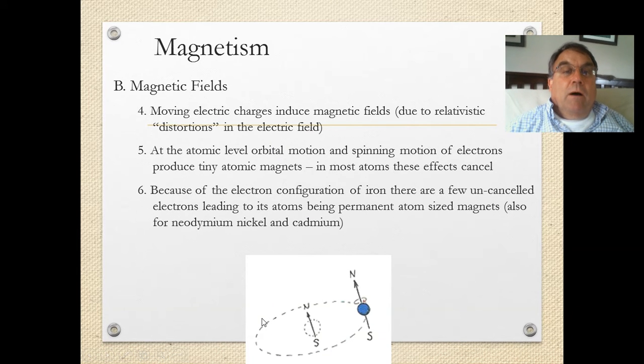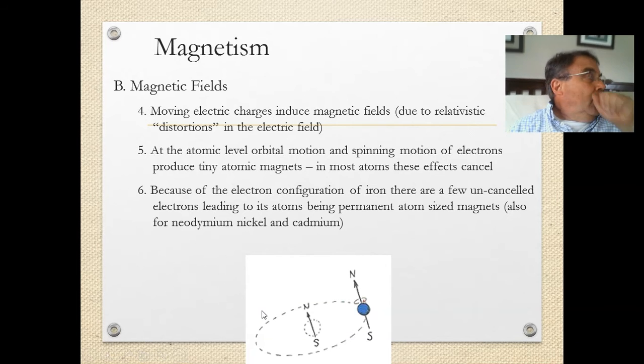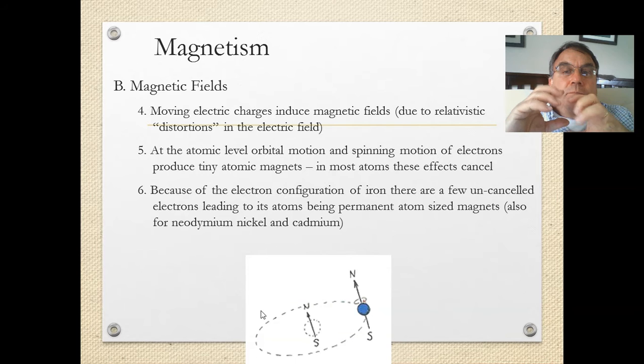Okay, now where do these fields come from? Well, they come from charges, moving charges. So each charge has an electric field surrounding it. If it's moving, then those fields get distorted and become magnetic fields. That's where the special relativity comes in. Okay, so moving charges, especially if they're moving at super high speeds, induce electric fields.